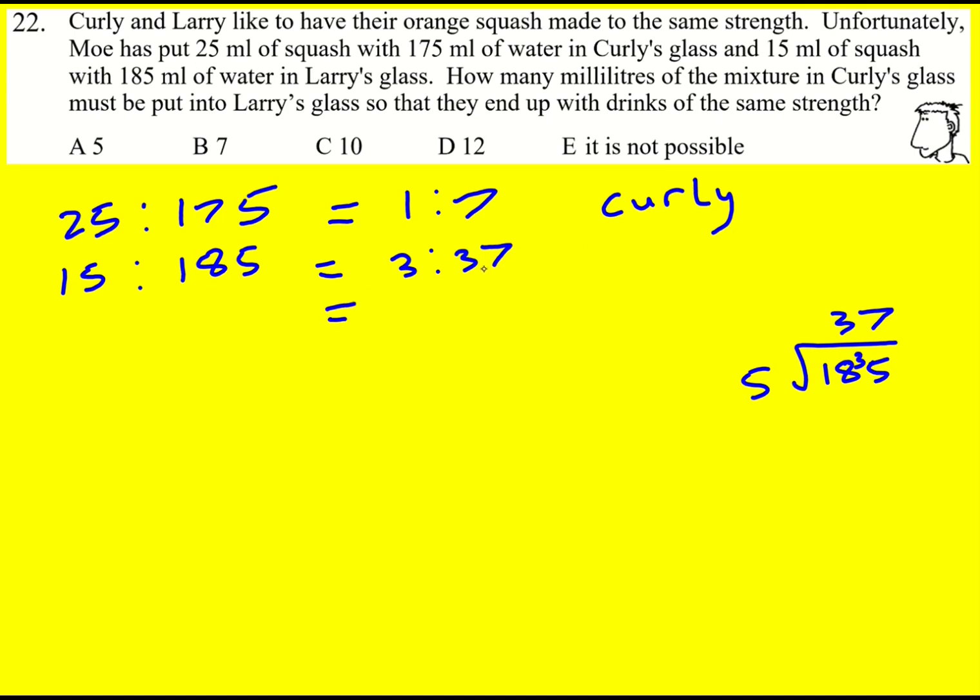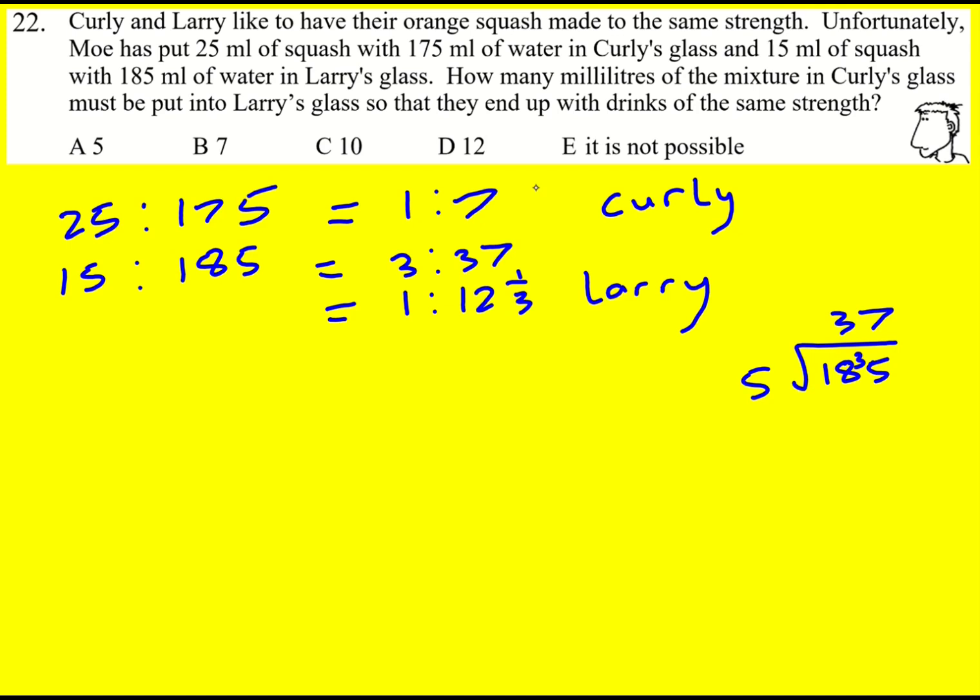I'm going to make it in the form 1 to n to compare with. So divide again through by 3. Going to get 12 and a third. So that is Larry's glass. So Larry's glass is weaker. We can see that there's more water for every unit of squash.